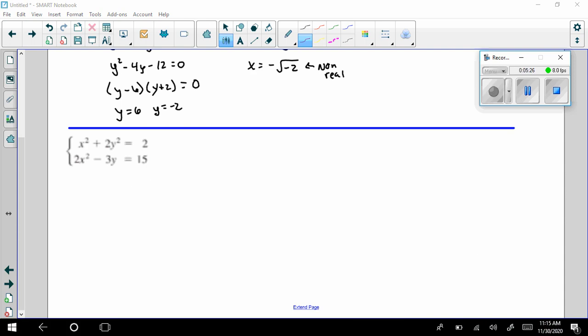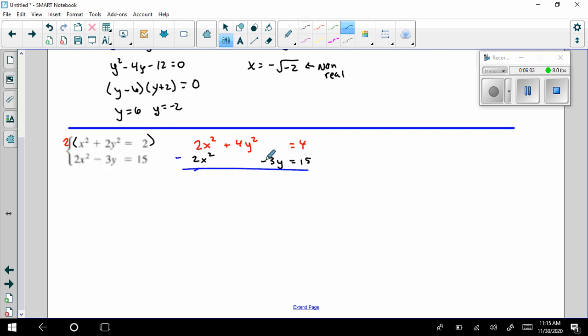Okay, so that leads us into this one. This one I would use elimination. I already started it on the notes, but starting it again, I would multiply through by 2. So this gives us 2x squared plus 4y squared is equal to 4. Line up your like terms, and so I should leave a little gap here. So at the bottom we have 2x squared minus 3y is equal to 15.